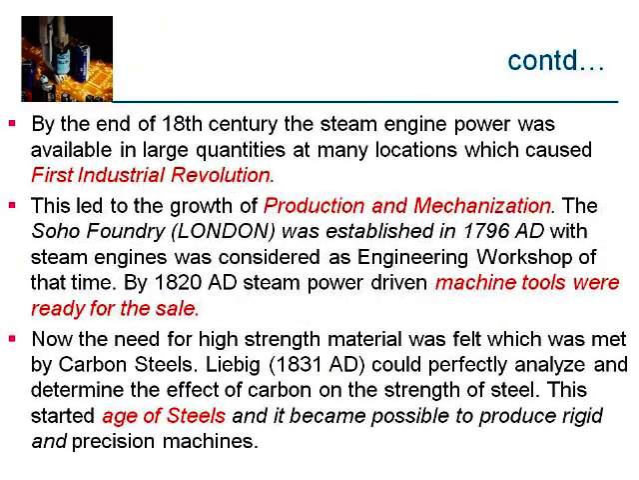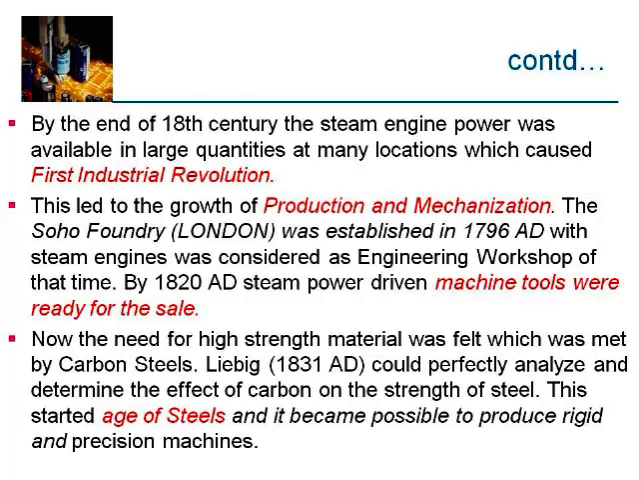By the end of the 18th century, steam engine power was available in large quantities at many locations, which caused the first industrial revolution. This led to the growth of production and mechanization. The Soho Foundry in London, established in 1796 AD with steam engines, was considered the engineering workshop of that time. By 1820 AD, steam power and steam power driven machine tools were ready for sale.